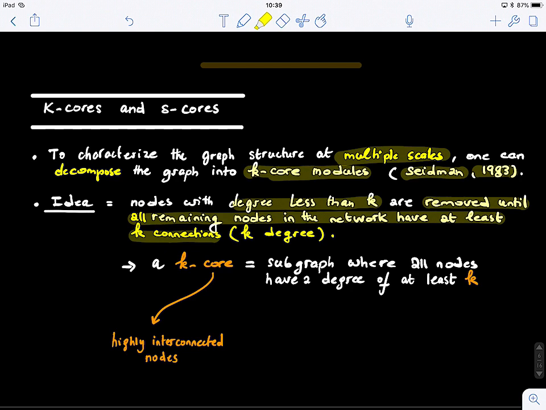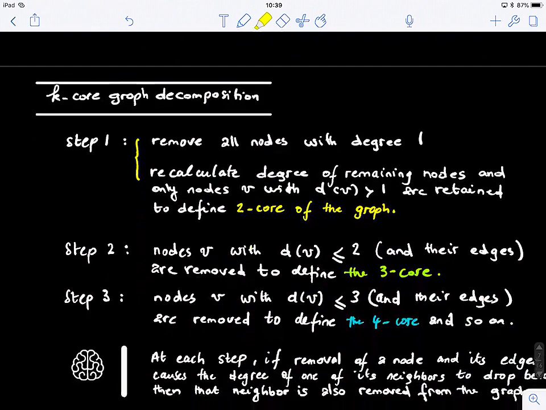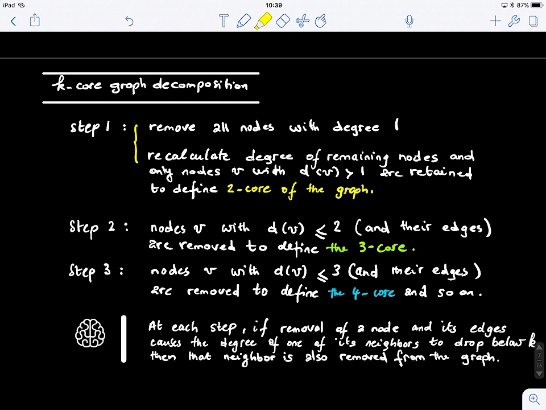A k-core can be considered as a subgraph where all nodes have a degree of at least k, okay? And the k-core is a set of highly interconnected nodes. Now, how do we define this? I'm going to read the steps, and then you will apply them to an example, okay? How to extract the different k-cores of a graph.